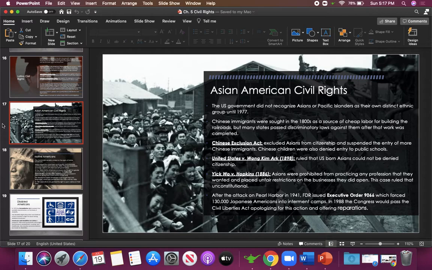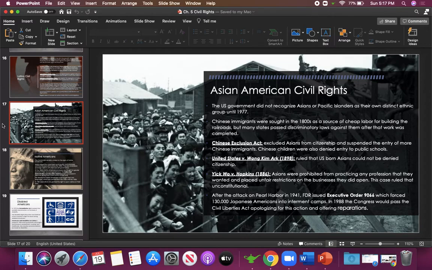Yick Wo versus Hopkins, 1886, limited the professions that Asians could practice in the United States. There's always been this stereotype in the country about dry cleaners and certain restaurants and stuff like that always being owned and operated by people who are Asian. Well, one of the reasons why is because for a long time they were limited in what professions they could practice.